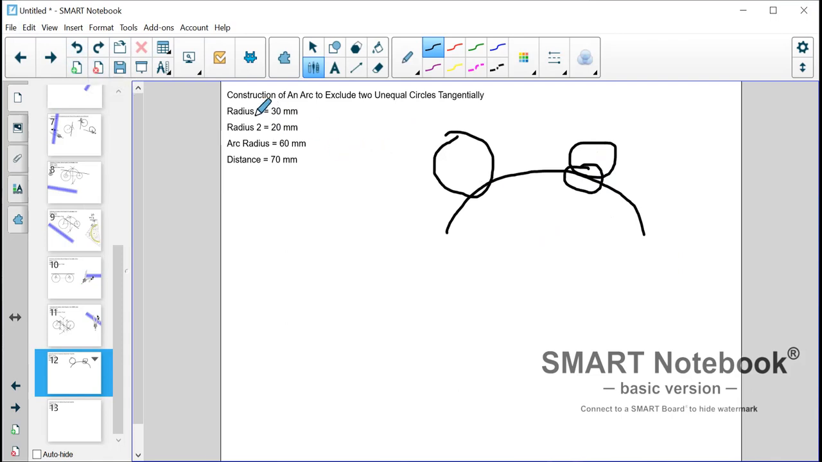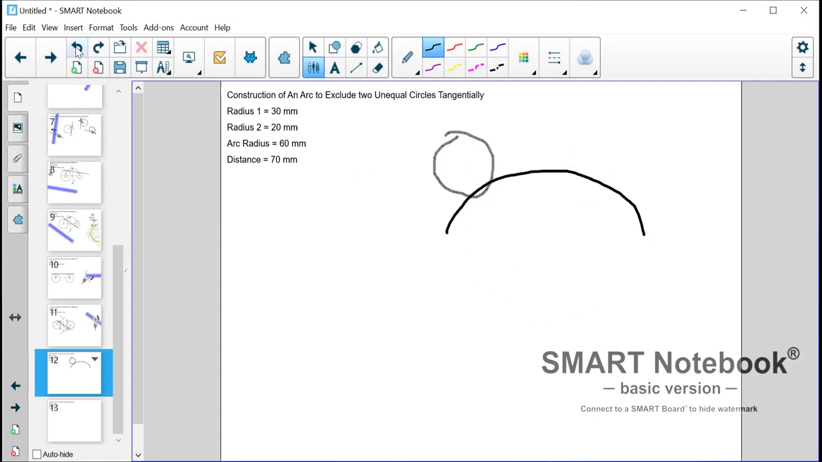Now you are given the measurement for the first circle and the second circle. You're given the radius for the arc also, and you're given the distance between the two circles. Point to note that an arc is basically a part of the circumference of a circle. So if we are to continue this arc, we will end up with a huge circle. It's just a part of the circle. That's the whole concept behind this construction.